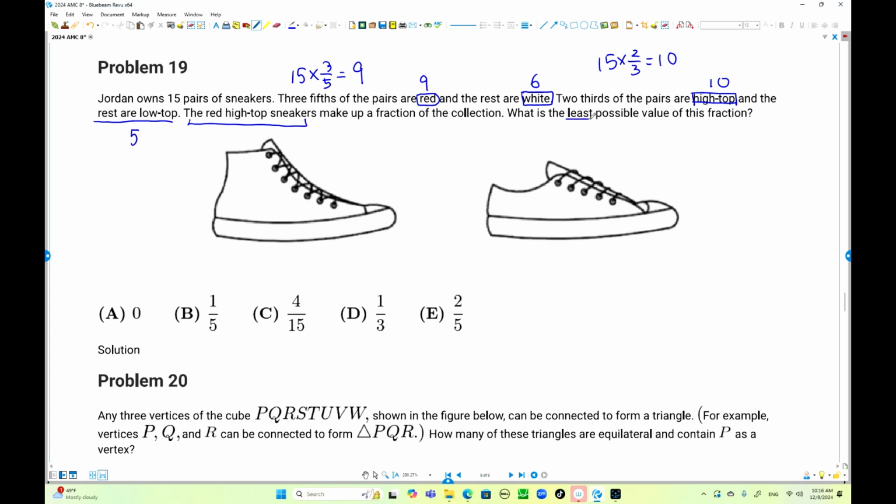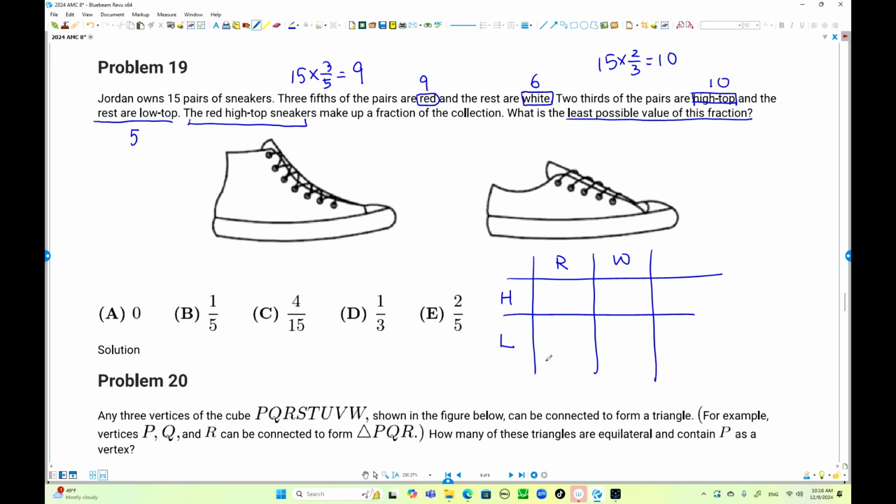What is the least possible value of this one? So we classified the sneakers in 2 different ways. One is what? Color: red and white. The other one is what? High top and low top. This way you can better use this two-way frequency table, okay?